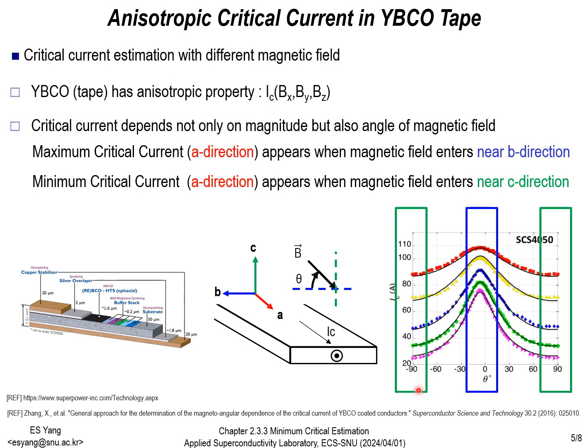In the middle illustration, you can see that the current flows along the A-axis, while the angle of the magnetic field changes along the BC plane. When the magnetic field approaches the B-axis, the maximum critical current value along the A-axis is observed, whereas when the magnetic field approaches the C-axis, the minimum critical current value along the A-axis is observed.